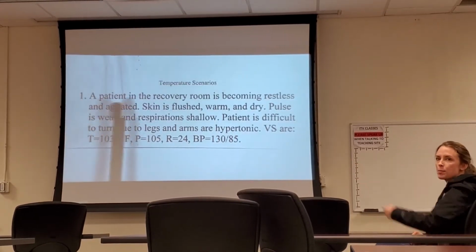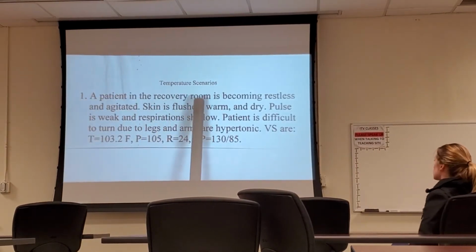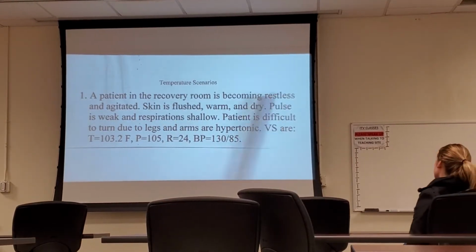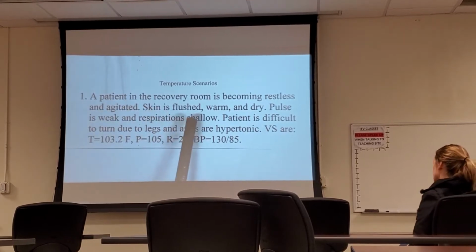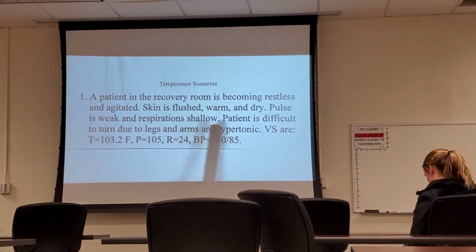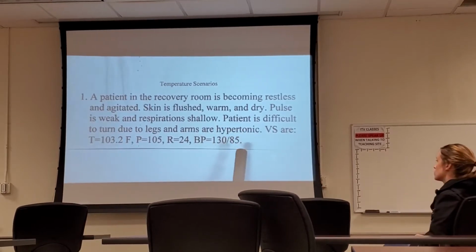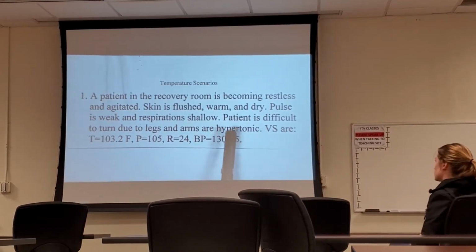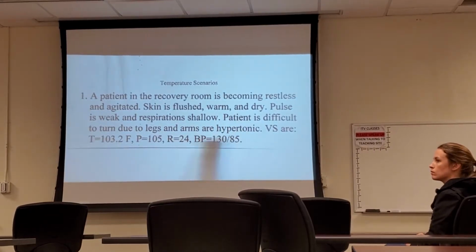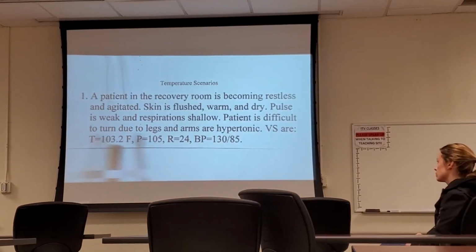So the first piece of information is the location of the patient, which is the recovery room. So that tells us the context of where all this is happening. They're restless, agitated, their skin is flushed, warm, and dry, pulse is weak, respiration shallow, and the patient is stiff. Hypertonic means the muscles have an increased muscle tone, so you can't move them very easily. And then that's their vital signs. So are they hypothermic? No, so that rules out the first one. And now they're one of the other 4.